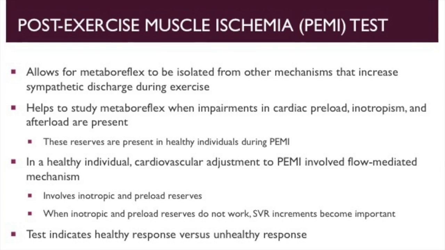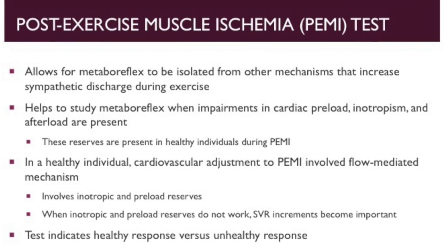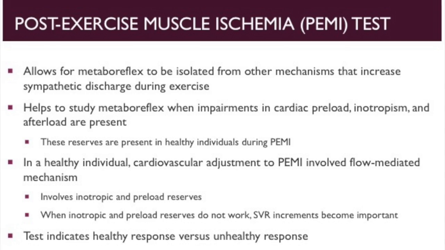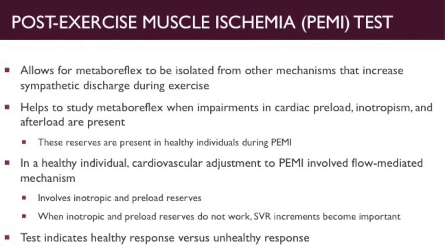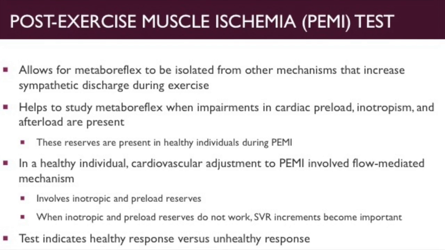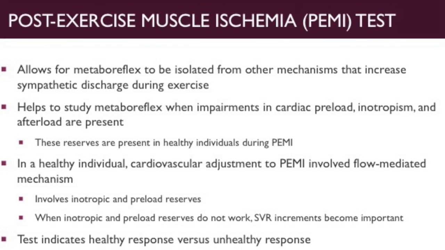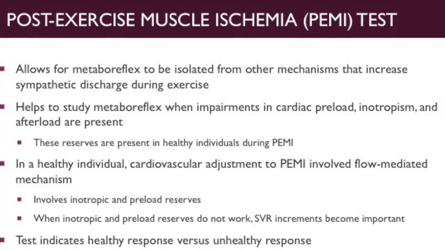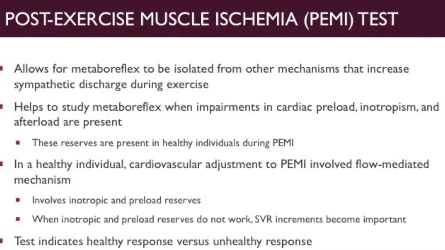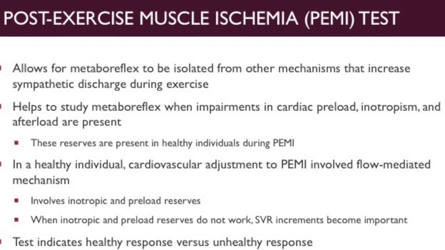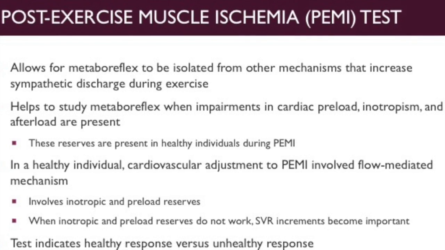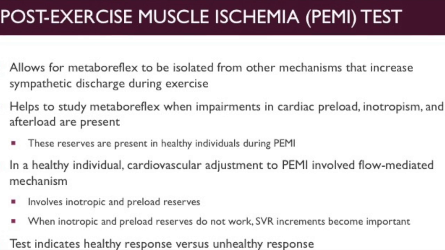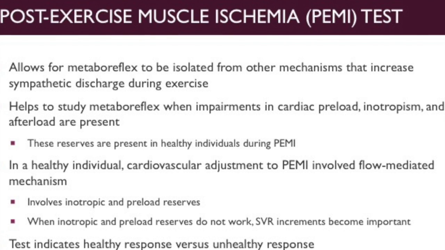During the PEMI test, the metaboreflex is isolated from other mechanisms that increase the discharge of blood flow during exercise. It is often used since the reserves that are present in healthy individuals, like cardiac preload, force of contraction, and afterload, can each be measured successfully. In a healthy person, their heart will adjust to the PEMI test by activating the inotropic and preload reserves until they are exhausted, and then will switch to SVR, or systemic vascular resistance. This test ultimately tells whether the person has a healthy response to exercise or not.